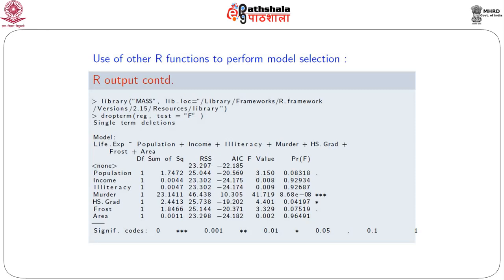So, we use the function dropterm on the lm object regression, and test equals F will give us the F-test statistic, which will help us retain the significant variables and delete the ones which are insignificant. So, here is the output. We have the sum of squares corresponding to each of the predictors that we have. We have the AICs and the F values, and based on the F values, we can decide which predictors are significant and which are not. And we also have the corresponding p-values for each of these F values, which makes the comparison of the p-values with our alpha easy, to retain the ones that are significant.